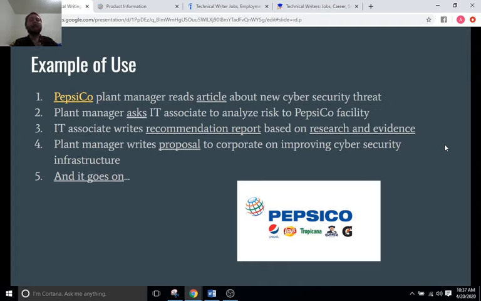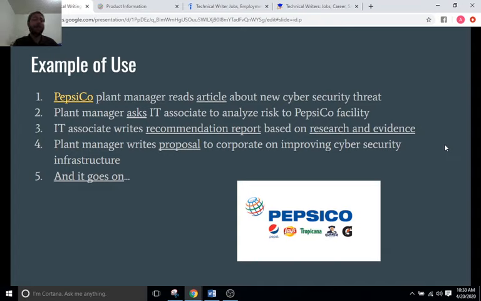Anyway, so let's say a plant manager at PepsiCo one day reads an article about a new cybersecurity threat that he feels can influence his plant directly. Maybe there's a series of cyber attacks in plants nearby or similar industries, and he gets a little concerned that it might happen to his, right? In order to do that, he had to read an article, a technical document that outlined the threat, right?